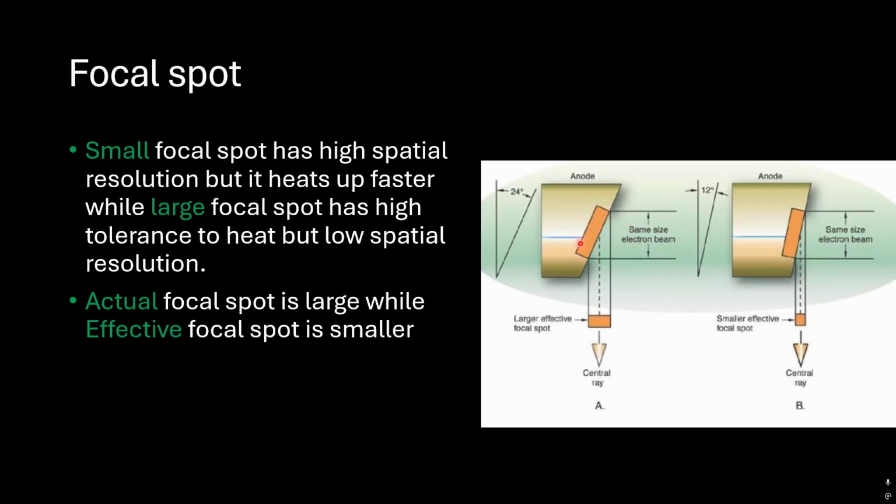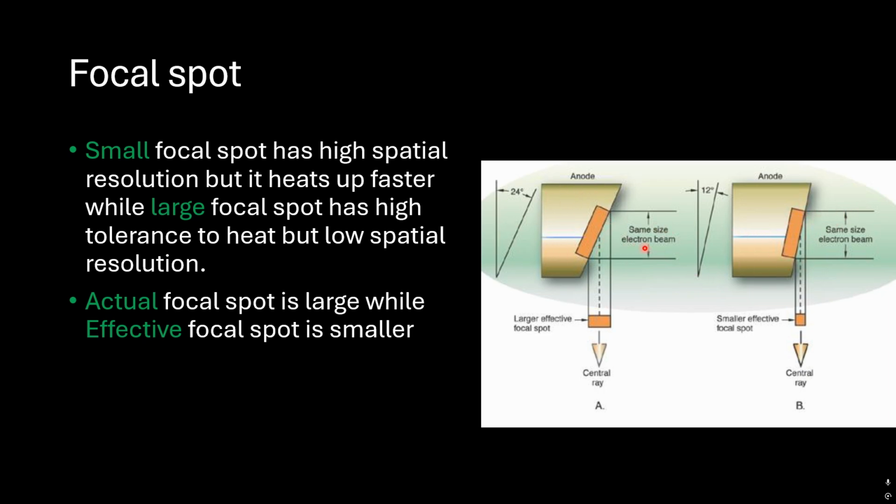Now we will talk about the focal spot. The focal spot is the spot where the electrons hit on the anode side. A small focal spot has high spatial resolution, but it heats up faster, while a large focal spot has high tolerance to heat but low spatial resolution. So let's take these two as our example.